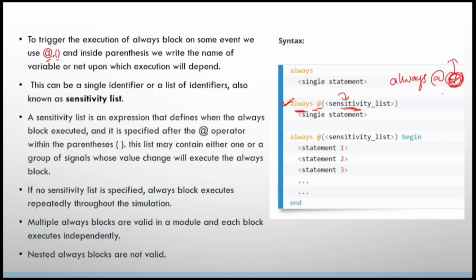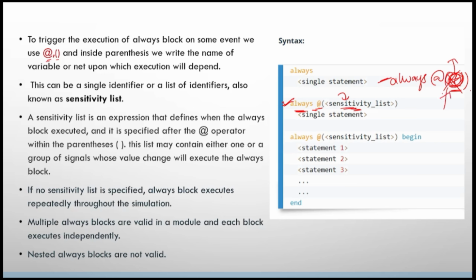Okay, so what you are writing within this argument is called the sensitivity list. Based on this sensitivity list only, this always block will be activated. For example, if there is no sensitivity list, what happens? Then the always block will be executed repeatedly and it will enter into a zero-delay infinite loop, running forever until your program hangs. That is why mostly you will be using the sensitivity list.